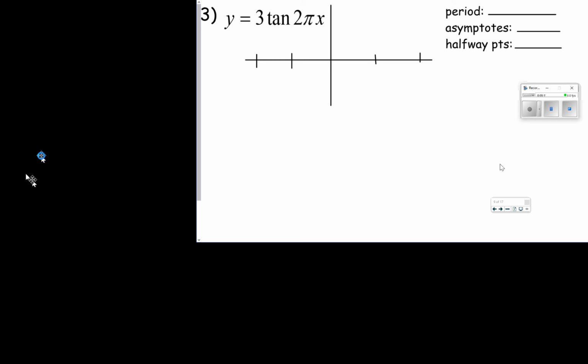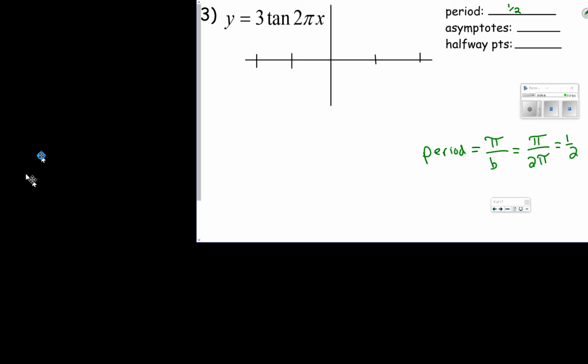All right, this time we're doing tangent. Tangent's a whole lot different, but almost easier, I think, because you don't have to do all those key points. The first thing I personally do for tangent is I figure out my period, and it's a different formula this time. Tangent formula is pi over b. So we're going to go with pi over 2 pi. The pi's will cancel, and the period will be 1/2.